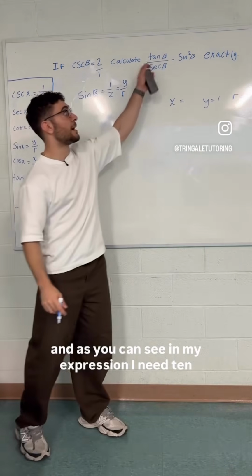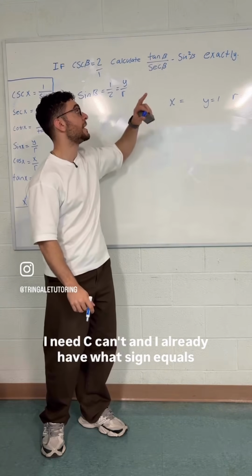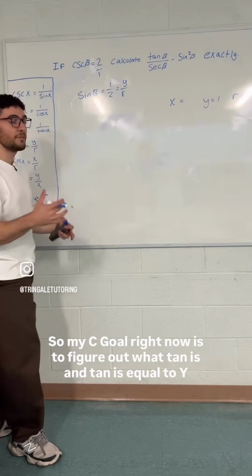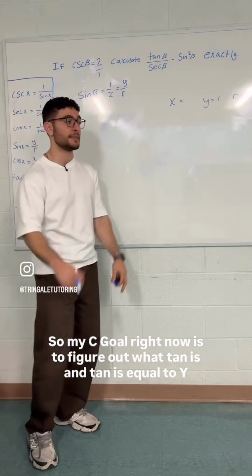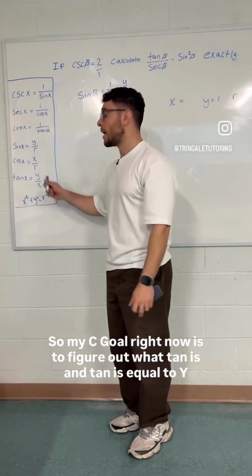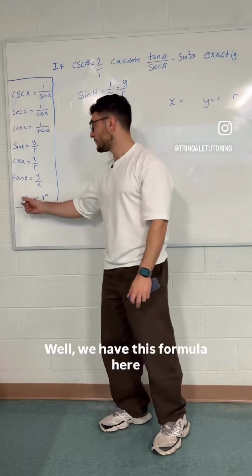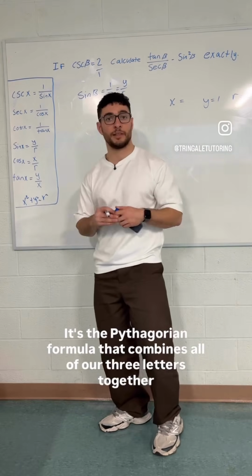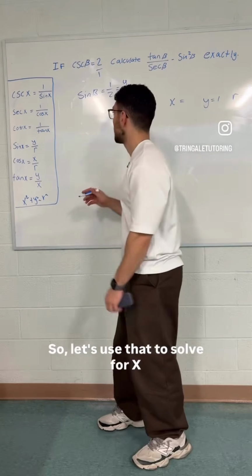And as you can see in my expression, I need tan, I need secant, and I already have what sine equals. So my soft goal right now is to figure out what tan is, and tan is equal to y over x. Well, we have this formula here. It's the Pythagorean formula that combines all of our three letters together. So let's use that to solve for x.